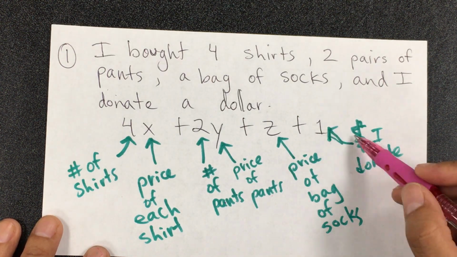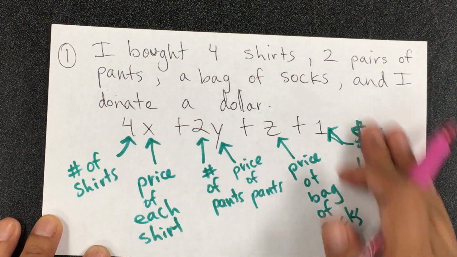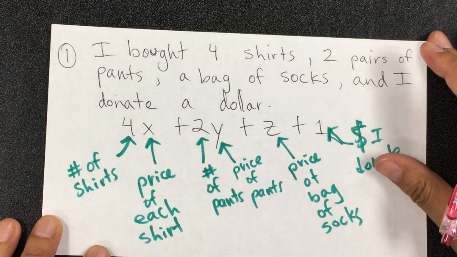And finally, I donate $1, so I add that to the amount that I'm going to pay. So this represents the cost, so the unit will be money, okay?